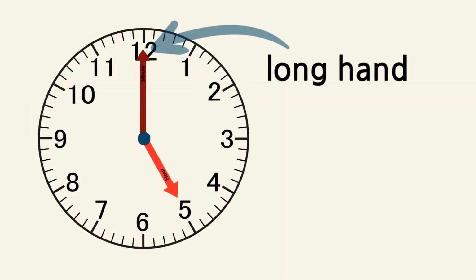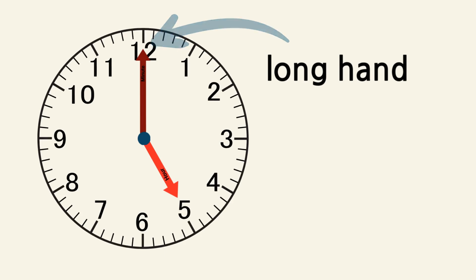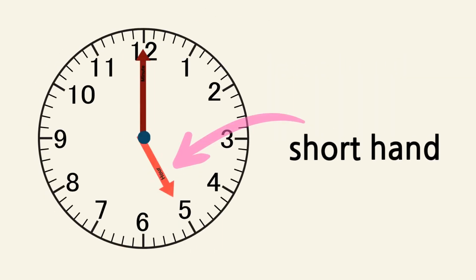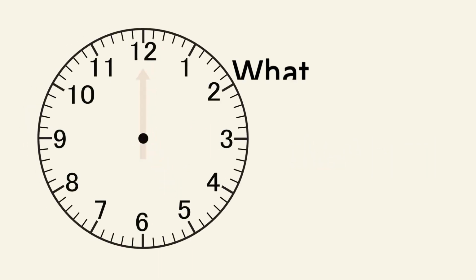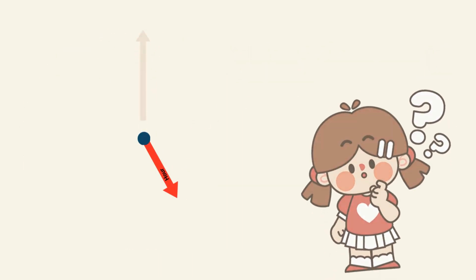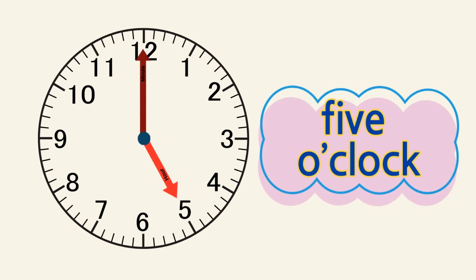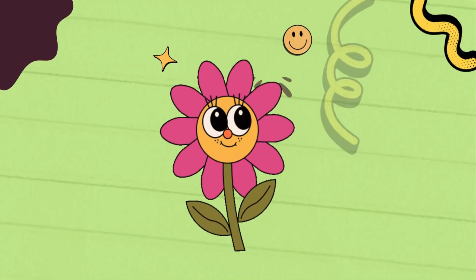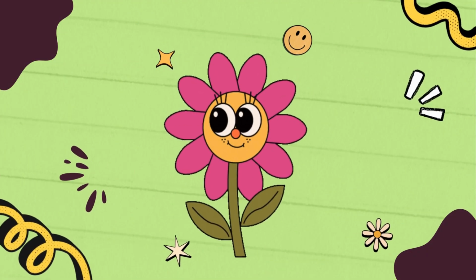The long hand is on 12, and the short hand is on 5. What time is it? Ding dong dang. It's 5 o'clock. Oh, I see. Now I understand everything.